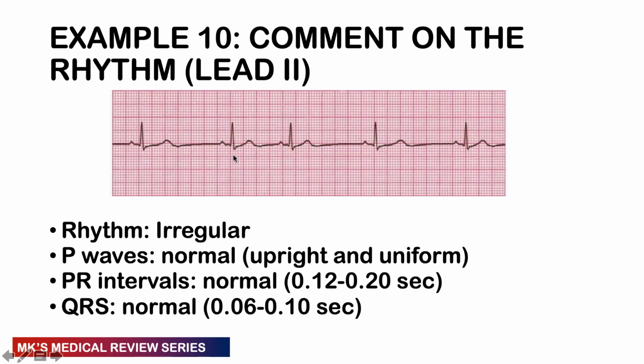Our P waves, though, are present. We can see there's a P wave before the QRS complex, a P wave before the QRS complex, a P wave before the QRS complex here. Our PR intervals also seem to be constant, and your QRS complexes are also constant. The only thing that is irregular here is the rhythm of the patient. As you can see, these waves are much farther apart compared to these particular waves.